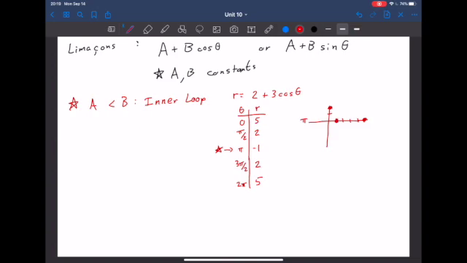I'll draw this in a different color. This point is right here. That's what's causing me to double back the direction I just came from. Then back to 3 pi over 2, down here, and then all the way back to 5.